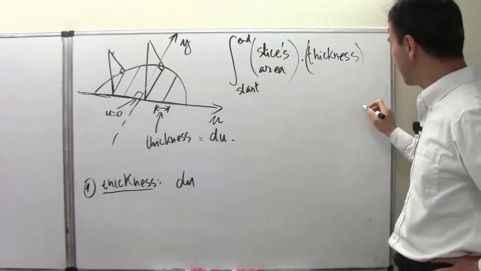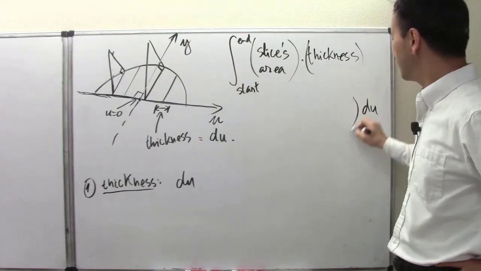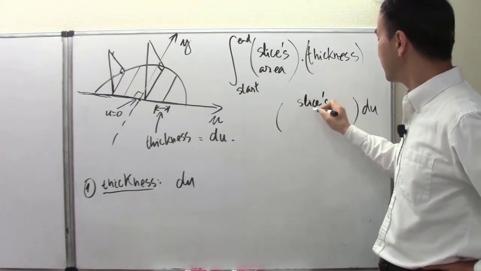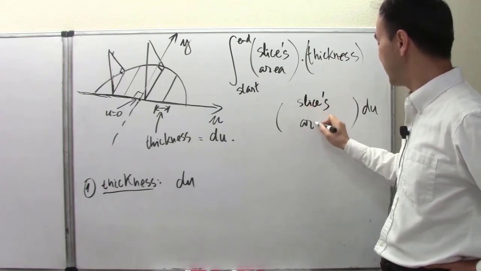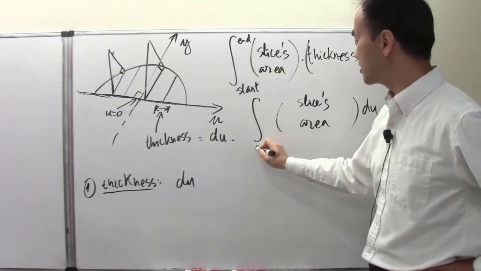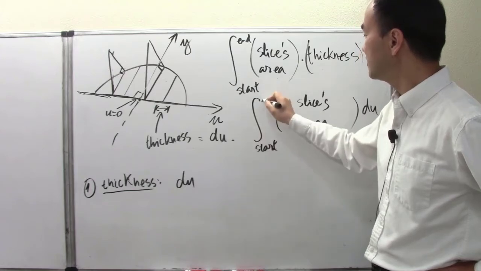Thickness now is du. What's still waiting ahead for us is to come up with the slice area, the area of each slice, and then it's going to be an accumulation from some start to some end.